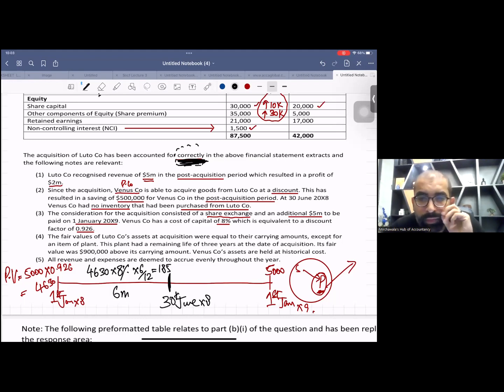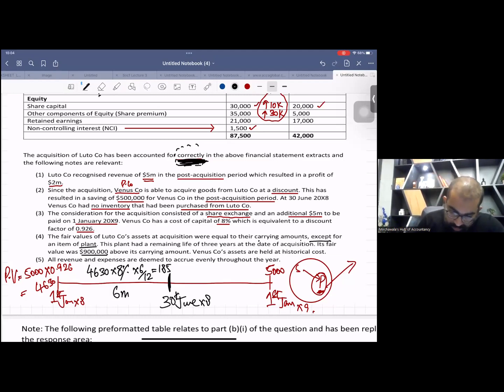Now point number 4. You are expert. See, the examiner is testing your consolidation skills here. I'm sure you are active. The fair values of Luto's subsidiary assets at acquisition were almost equal to their carrying amounts except for an item of plant. Now he will test the upward fair value adjustment. This plant had a remaining life of 3 years. At the date of acquisition, its fair value was 900,000 above the carrying amount. So it's an upward fair value adjustment.